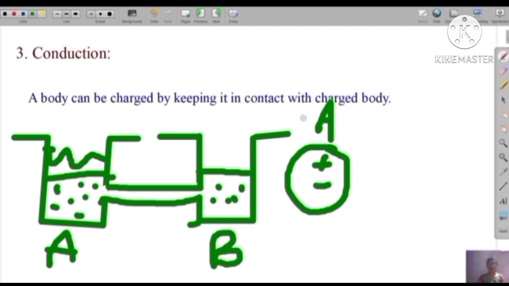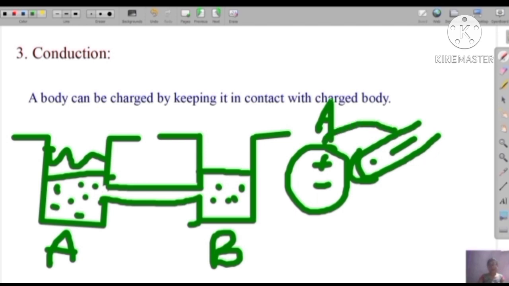To make it charged, what I will do is bring one more body, which let me consider is a negatively charged body. When I bring this negatively charged body, I will make it contact body A. So when I make contact with body A, whatever amount of charge was there in this rod will be transferred to body A as it is in contact. Is it clear?